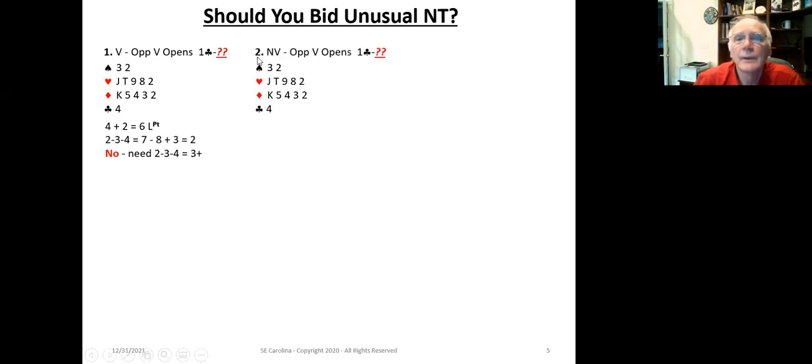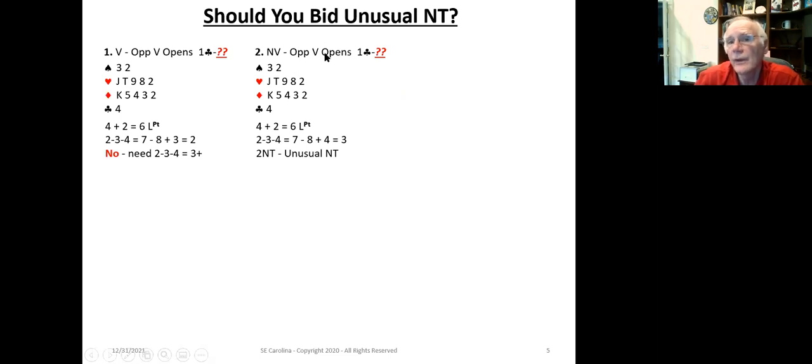Let's look at example number 2. Okay, in this one, we've got exactly the same hand, but the vulnerability is different. In this one, we're not vulnerable, and the opponents are vulnerable. Okay, and the points remain the same. And now the B factor, instead of being 3, is equal to 4. We calculate that out, and lo and behold, it's equal to 3.